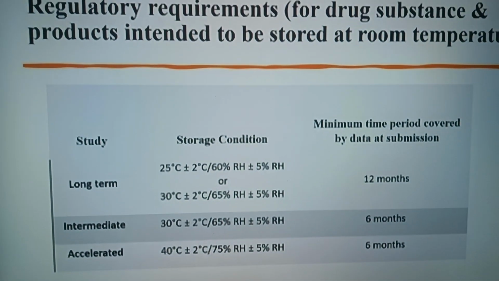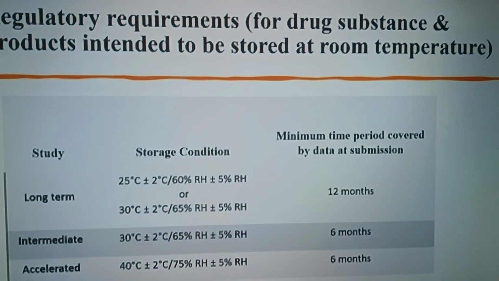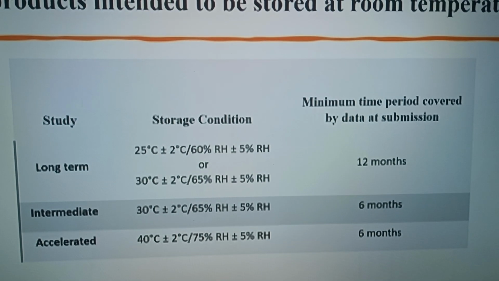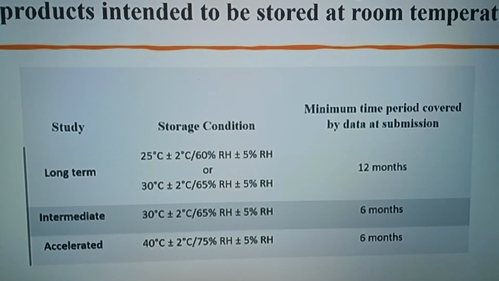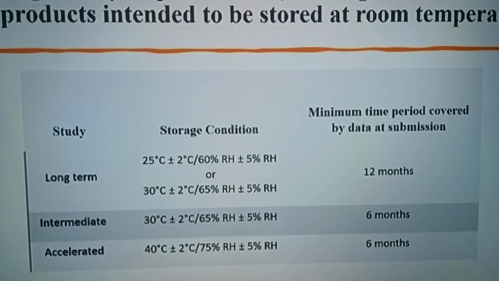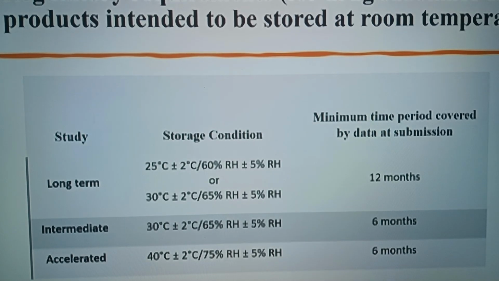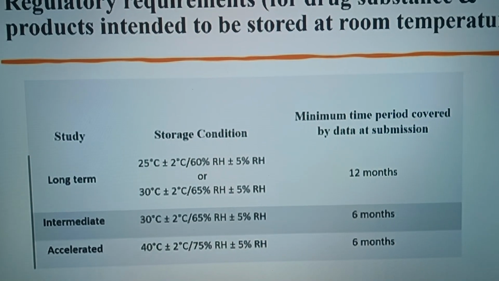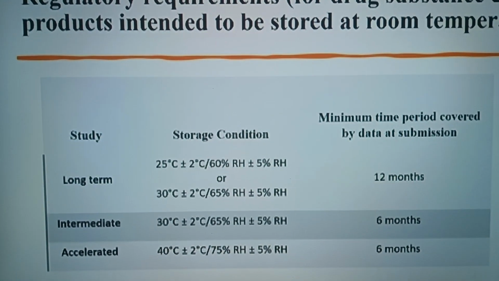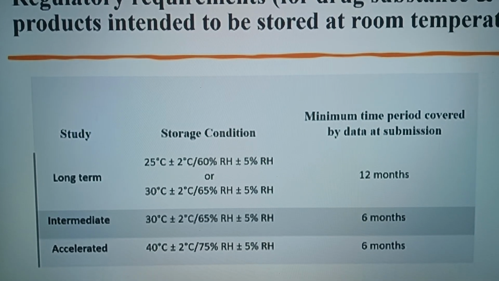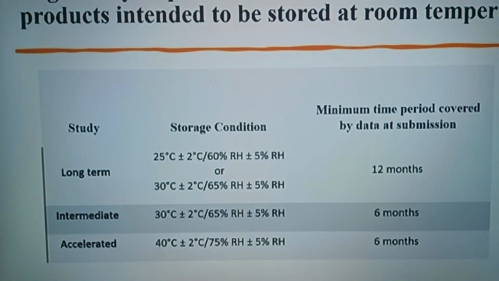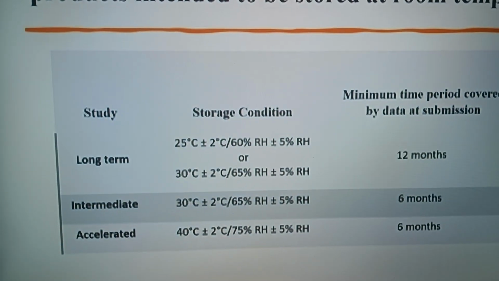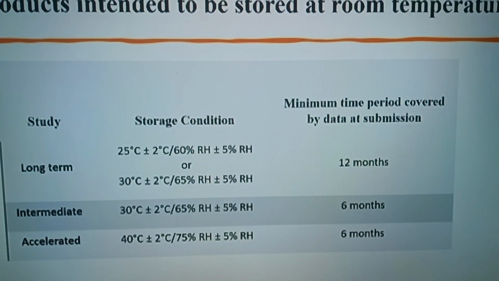Now let's look at the regulatory requirements for drug substance and products intended to be stored at room temperature. So as I have mentioned in my last video, there are basically 3 kinds of stability studies: long-term, intermediate, and accelerated. So in the general case where you are going to store your product at room temperature, the long-term testing condition would be 25 degrees centigrade and 60% RH plus minus 5% RH, or you can do it at 30 degrees followed by 65% RH. If you are going for intermediate, it will be 30/65, and if you are going for an accelerated study, it will be 40 degrees centigrade plus minus 2 followed by 75% relative humidity plus minus 5% relative humidity.